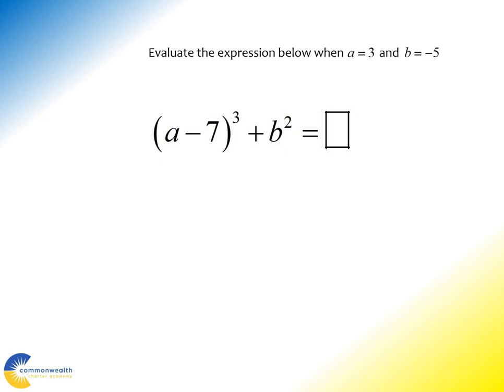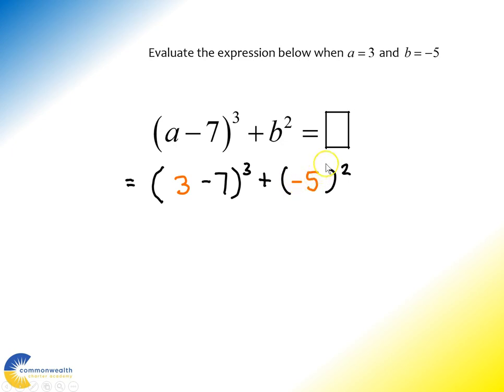The only difference with problems like this is that I do have one additional step before I start worrying about evaluating the expression and following the order of operations, and that is I have to make sure that I am substituting the correct numbers in for the correct spaces here. So knowing that a equals 3 and b equals -5, I'm going to replace a with a 3. I'm going to replace b with a -5.